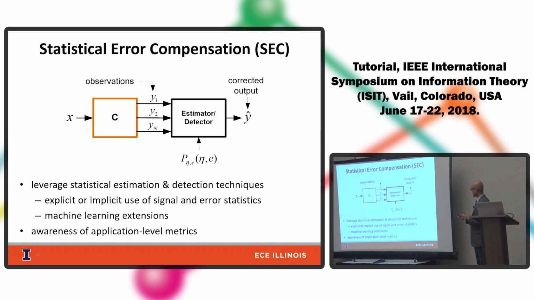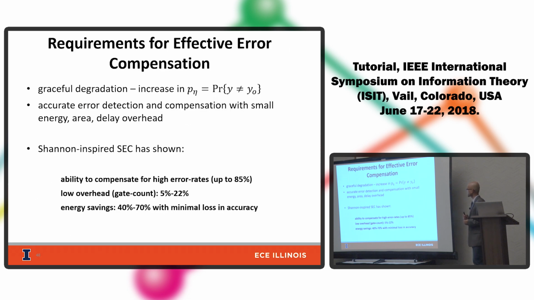And because as a designer, I have control over the block C, I can engineer the error statistics as seen at the output. I can decide that the output y1, y2, yn, when they make errors, they make it in a certain way, right? And using that knowledge, I can minimize the complexity of the estimator and detector to get a very highly reliable output, right? So this is the high-level philosophy of statistical error compensation.